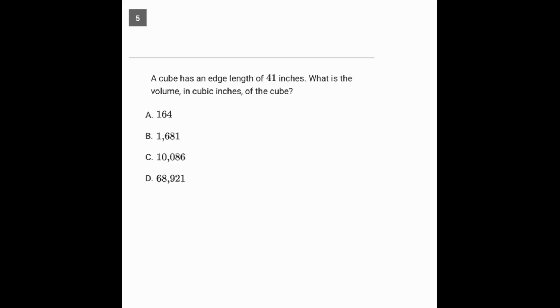Going over to question number 5 now, here we have a cube. A cube is a type of rectangular prism, and on the formula sheet, the volume of a rectangular prism is length times width times height. The difference with a cube is that length, width, and height are all the same number. So it would be 41 times 41 times 41, which is 41 cubed. Putting that into the calculator, you get 68,921, which is answer choice D.